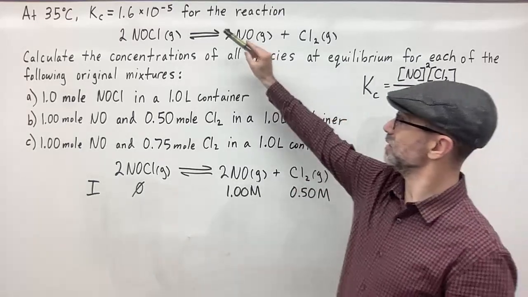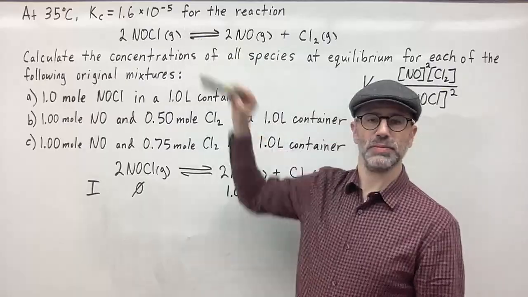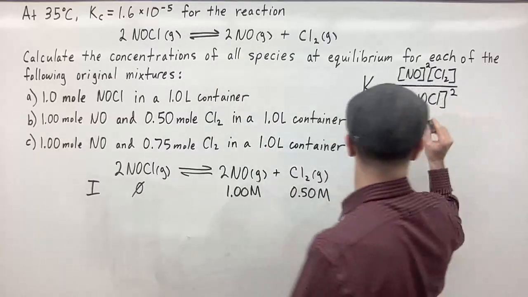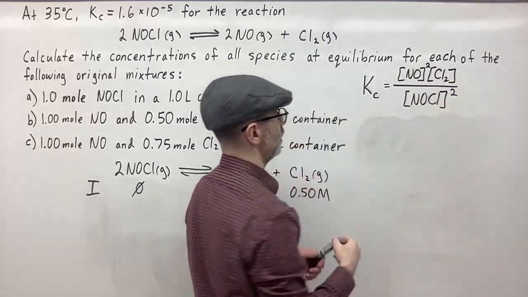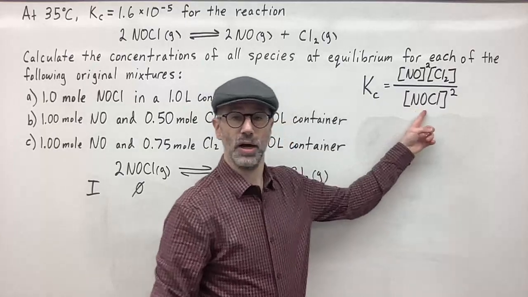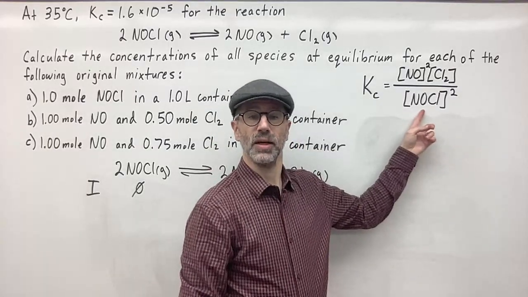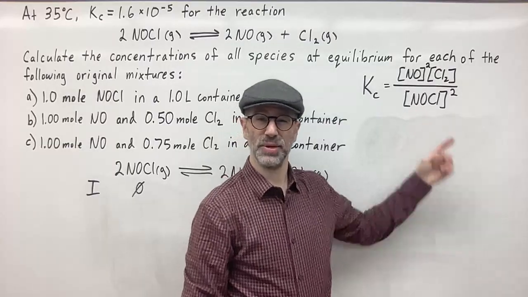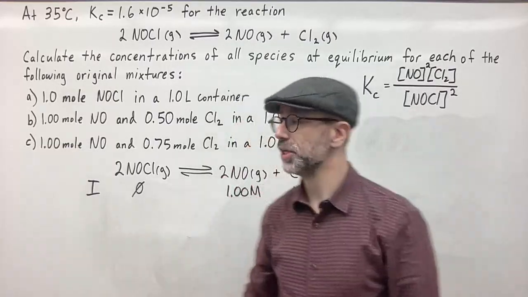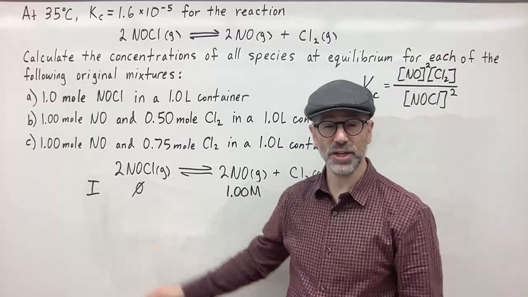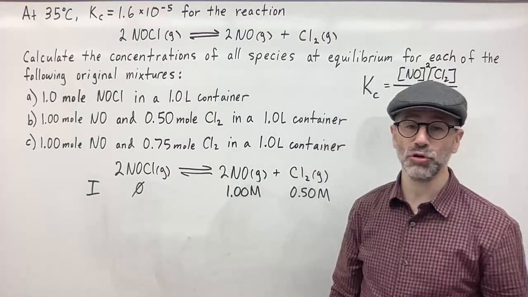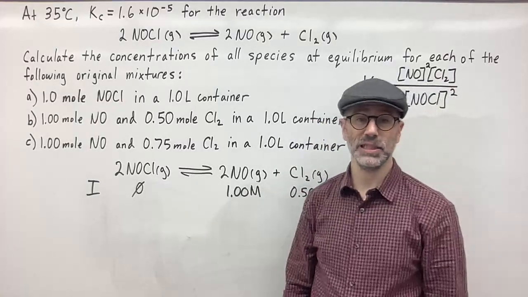But because this is very, very small, this reaction is going to favor the reactant here, NOCl. Because NOCl is going to be favored very much, it's going to strongly go in this direction, and then we can't assume that X is small.